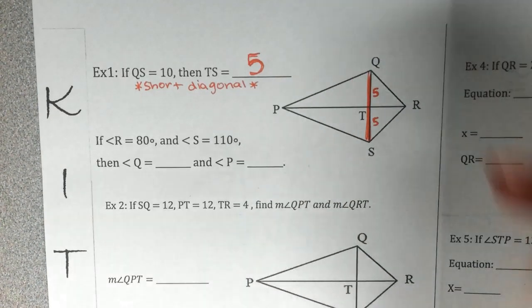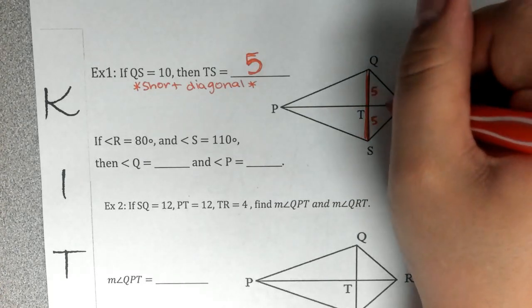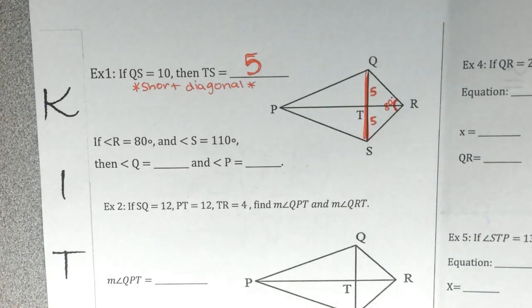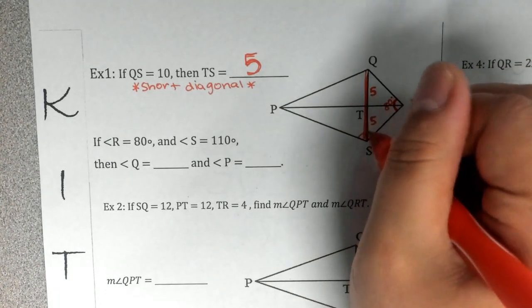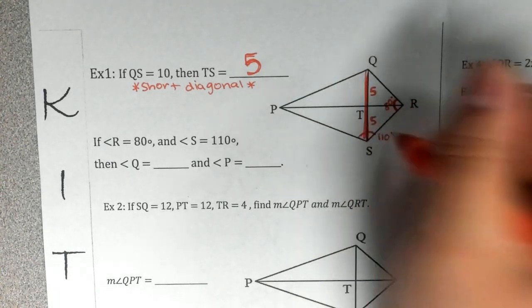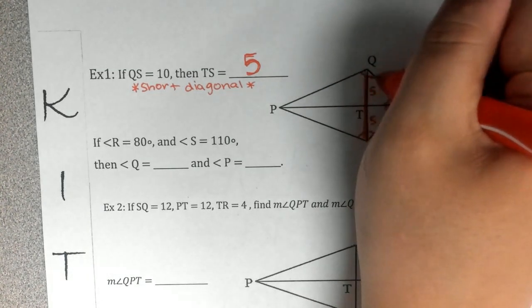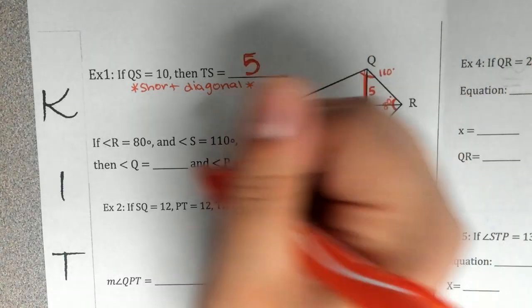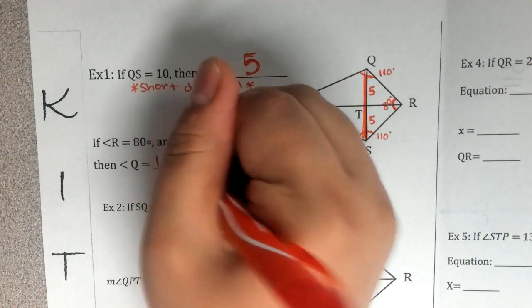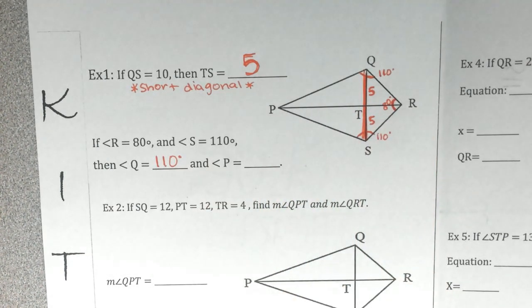If angle R is 80, this right here is 80 degrees, and angle S is 110, what is angle Q? Why is Q 110 as well? Yeah, it's a cross. They're the same on the kite. So Q is 110. Remember, that long diagonal cuts this in half, so they're the same.